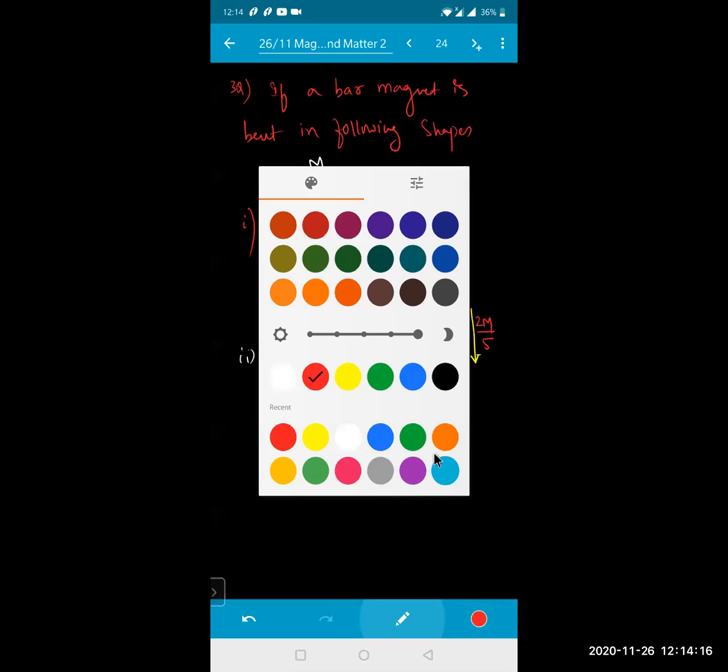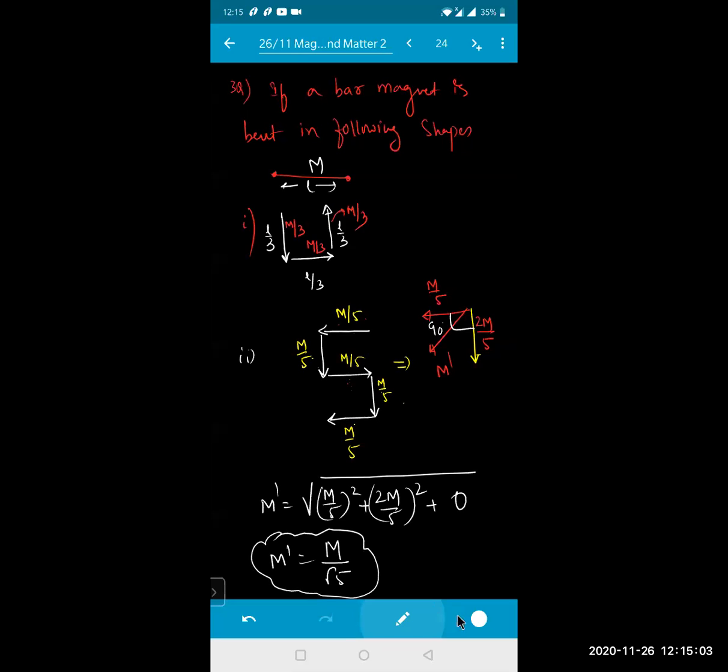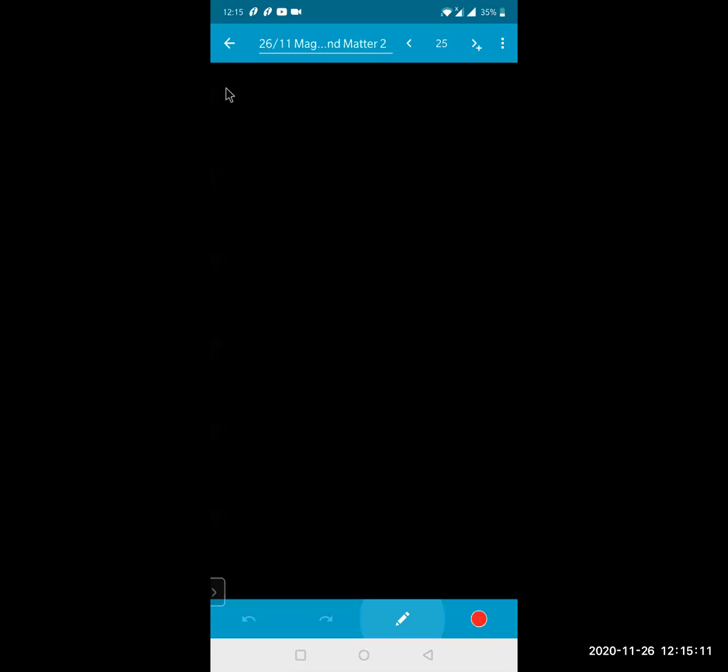This is M dash. What will be the value of M dash? M dash is equal to the square root of M/5 whole square plus 2M/5 whole square. The angle between them is 90 degrees, so cos 90 is 0. Taking M square outside, 1/25 plus 4/25 gives M/√5. So M dash is equal to M by √5. Did you understand how to add? It is just applying pure vectors: same direction we add, opposite direction we subtract. If you know vectors you can do it very easily.